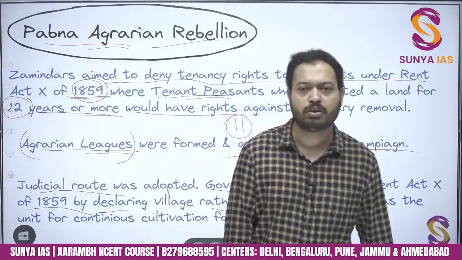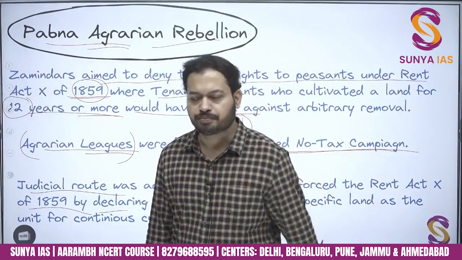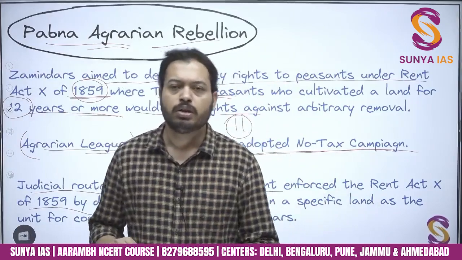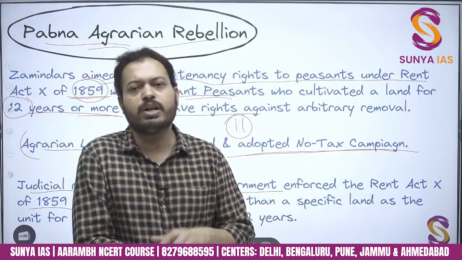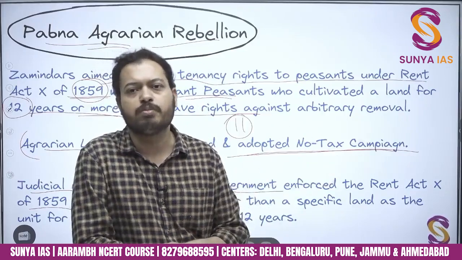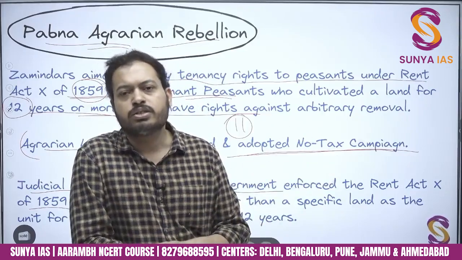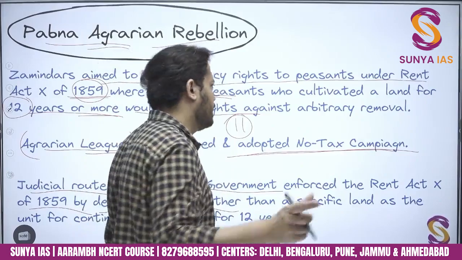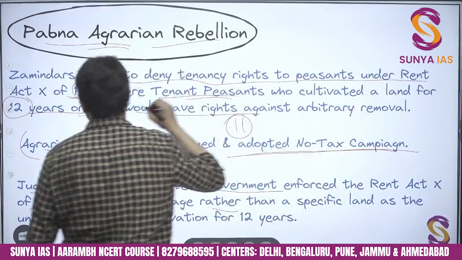The government reinforced the Rent Act of 1859, thinking that some changes had to be made. So the government thought, okay, let's do one thing. Instead of making the rule for the individual raiyat, let's make the rule for the mahal, that is, the village. So instead of saying that, they made an amendment in the Rent Act 10 of 1859.